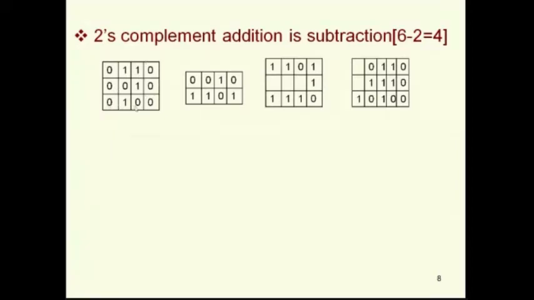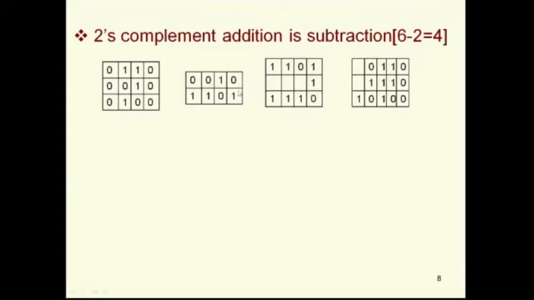So how can this be arrived at? This can be arrived at by 2's complement addition. As we all know, 6 is 0, 1, 1, 0. And we have to take the 2's complement of the value to be subtracted. 0, 0, 1, 0 is the value which has to be subtracted. So that value you have to take. That's 0, 0, 1, 0.